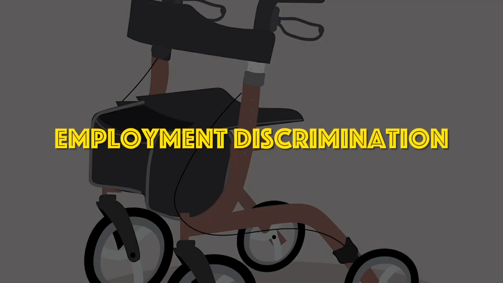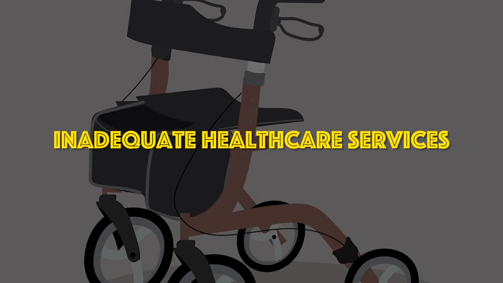The third issue faced by the Divyangajan is discrimination in terms of employment. Disabled individuals frequently encounter discrimination in the job market, which leads to higher levels of unemployment and underemployment. Employers may hesitate to hire disabled workers due to misconceptions about their abilities, concerns about accommodating their needs, and lack of accessible workplaces.